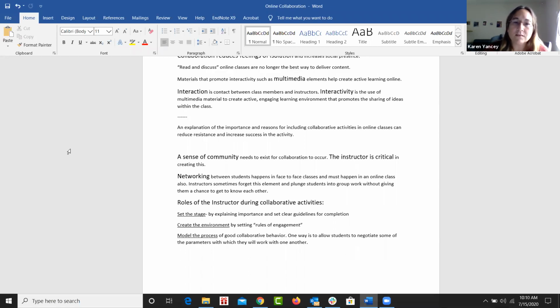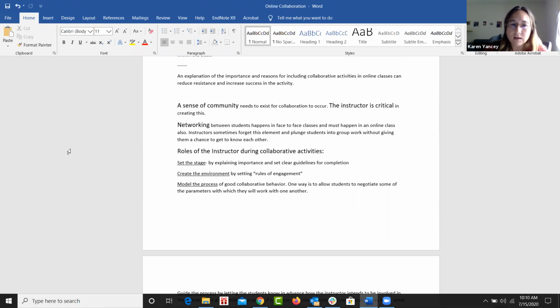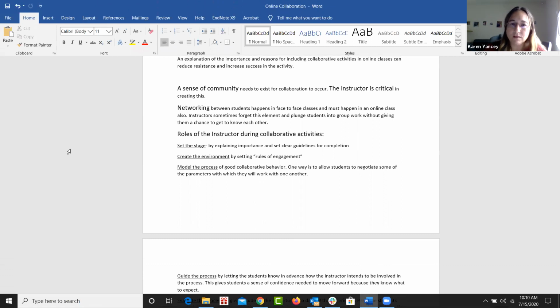And an explanation by the instructor of the importance and reasons for including a group work activity in an online class can help reduce resistance from the students and increase successful outcomes. A sense of community needs to exist for collaboration to occur, and it is critical for the instructor to create this. Networking happens in face-to-face classes, and it must happen in online classes as well.